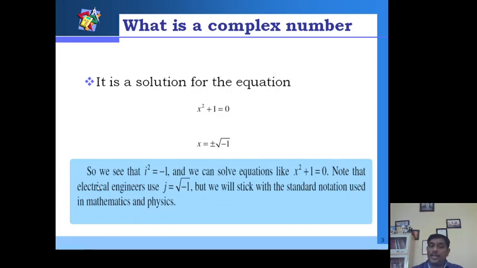Note that electrical engineers use j is equal to root of minus 1, but we will stick with the standard notation used in mathematics and physics, meaning we will use only i as the notation.